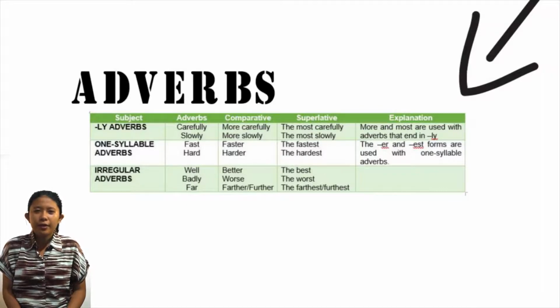The superlative form of well is the best. The superlative form of badly is the worst. The superlative form of far is the farthest or the furthest.